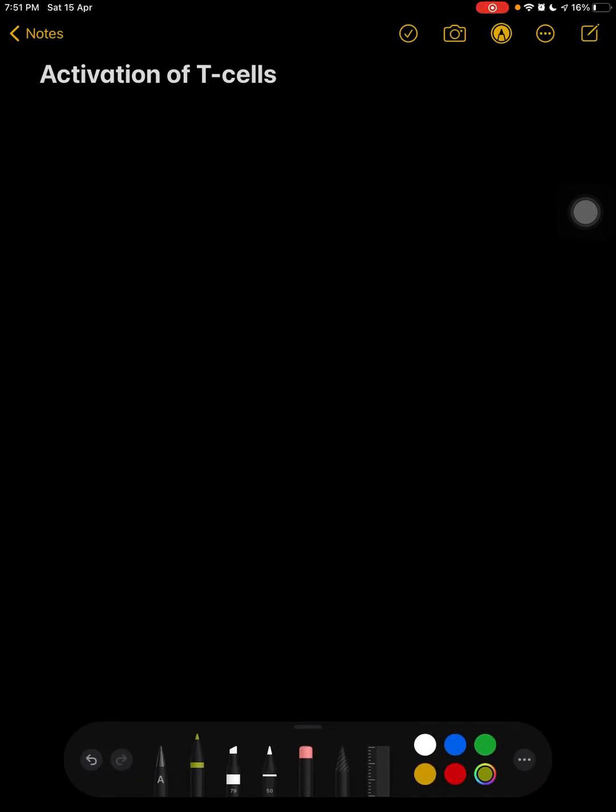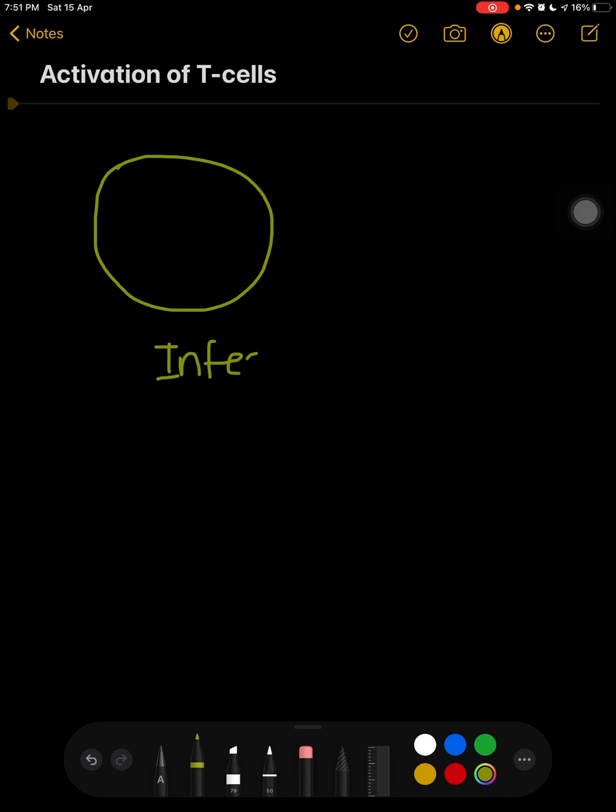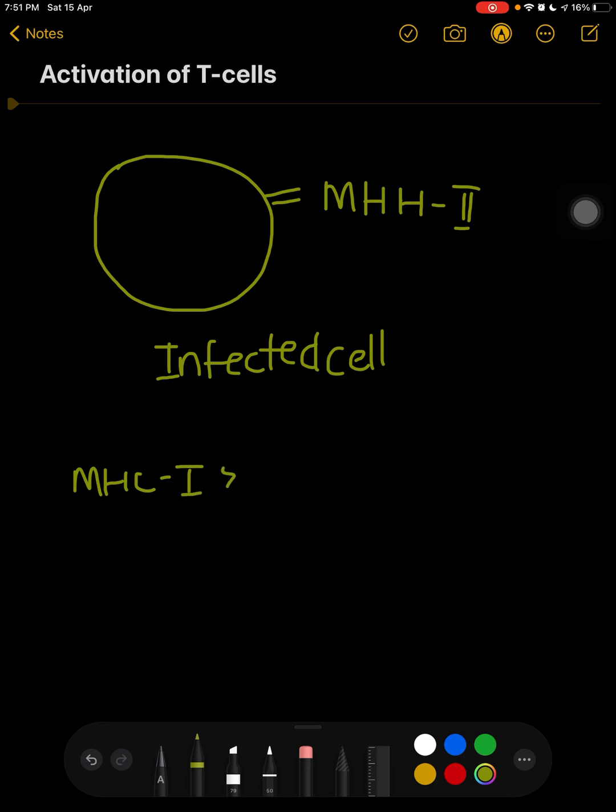So basically today we will talk about the activation of T cells. Before moving to that, consider this is an infected cell. Here we have MHC class 2. MHC class 1 and MHC class 2 both are proteins, both are self proteins.